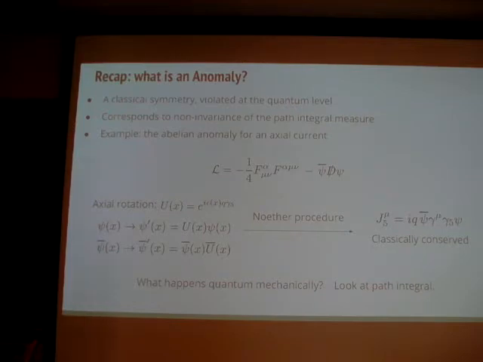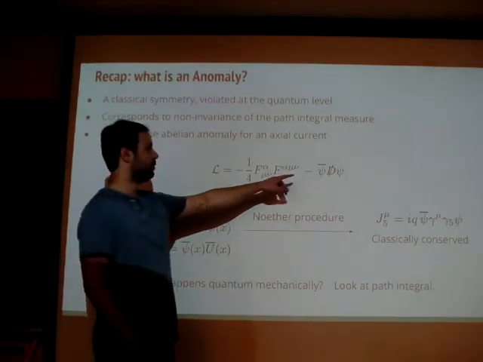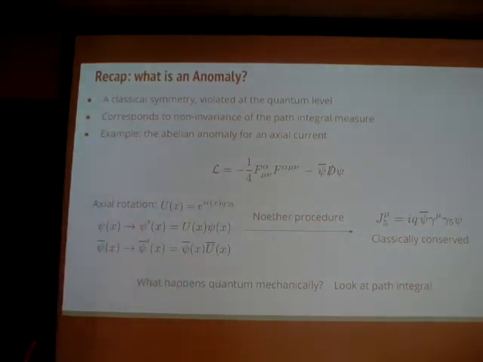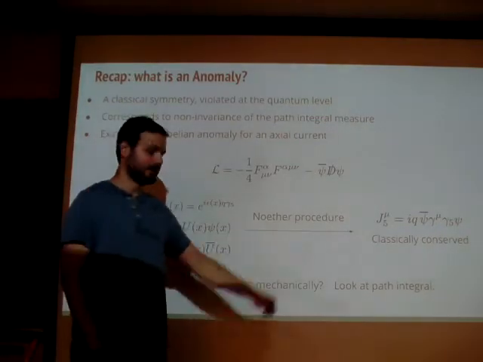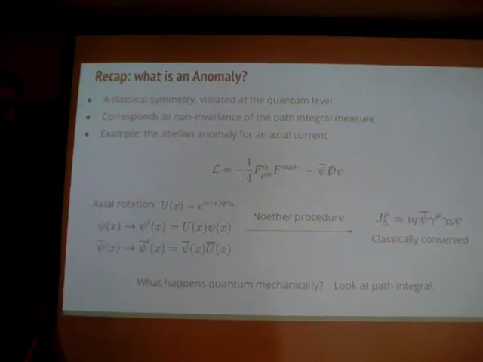Just a quick recap, the most famous kind of anomaly is for the axial rotation of quarks. So for example, see this Lagrangian, it's just the gauge field coupled to fermions. If we do an axial rotation on fermions, this is the matrix for chiral rotation, we see that we have a classically conserved current, okay, which corresponds from Noether's theorem to a symmetry under a chiral rotation.